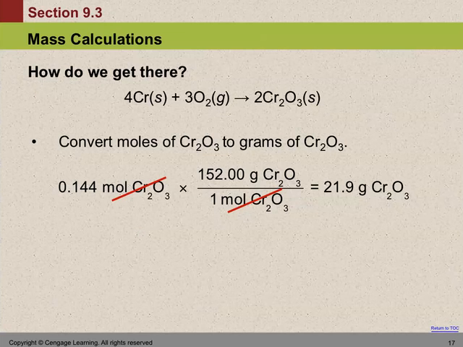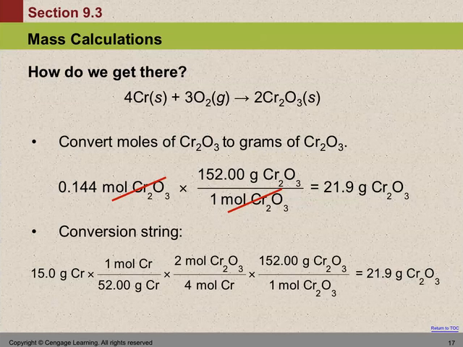Notice that the units of moles of chromium(III) oxide in the numerator and the denominator cancel, leaving us with units of grams. And there's the steps all in one sequence. Notice the units that cancel and what we're left with.